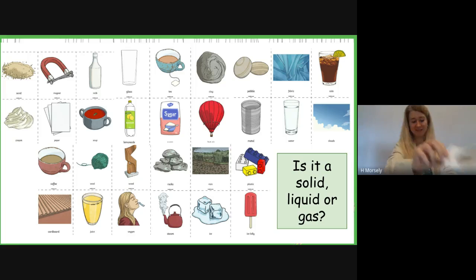Clay is a solid. Wood is a solid. What about rain? Liquid. Plastic is a solid. What about fabric? Where did you put fabric? Also a solid, well done.